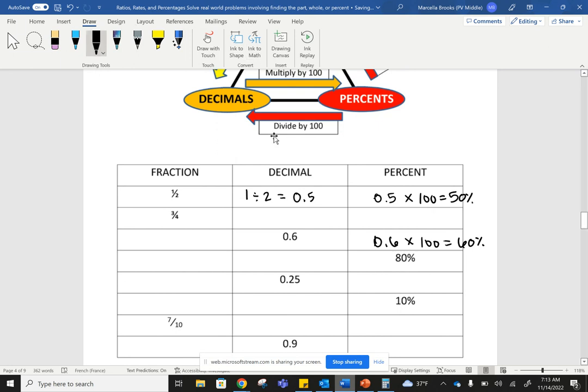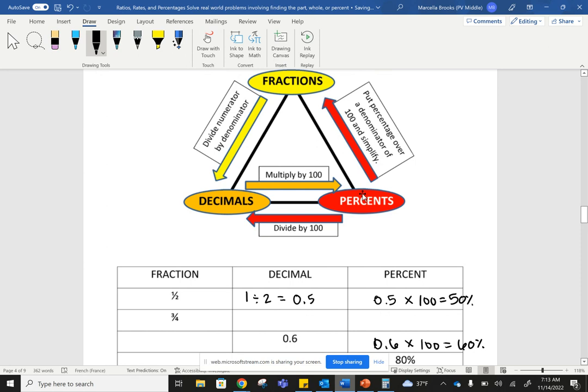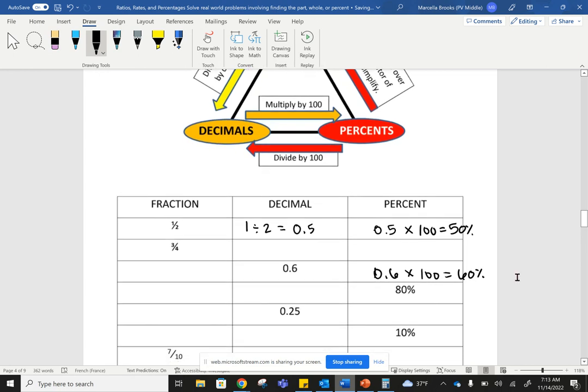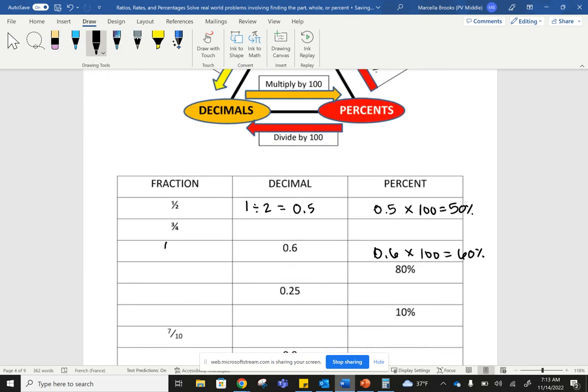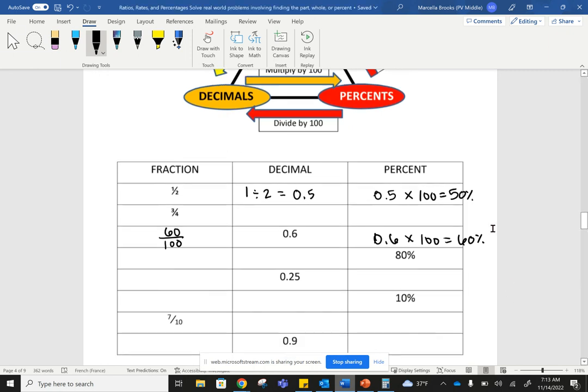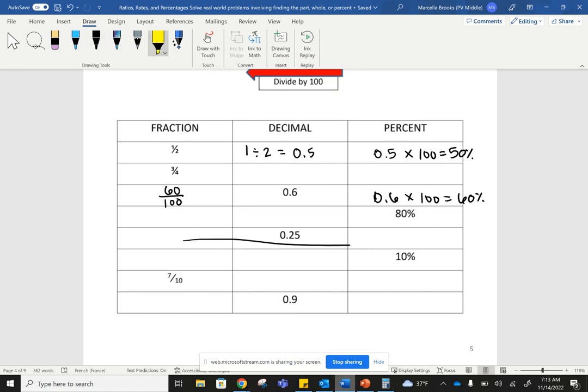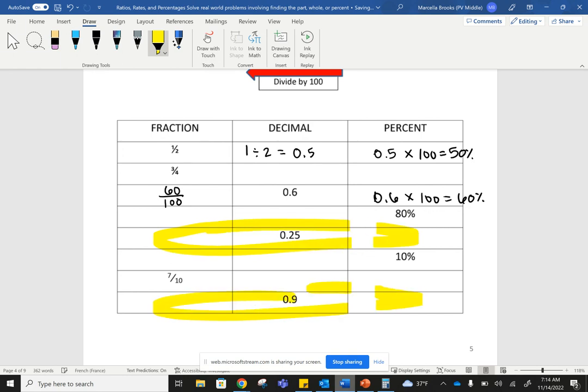And then it doesn't tell you how to turn percents to fractions. Oh, yes, it does. It says put a percentage over a denominator of 100 and simplify. So we're going to turn this percent into a fraction. And the way we do that is we just do 60 over 100. If you would like to simplify that, that would be great. But if you don't know how to do that, that is okay too. All right, so this one is similar to this one and this one. Okay, so you should be able to do those two now.